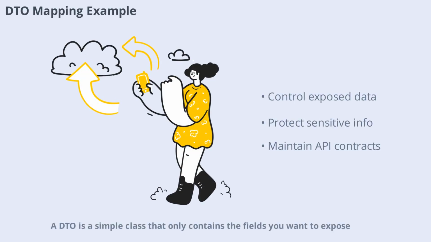A DTO is a simple class that only contains the fields you want to expose. For example, a user DTO might only have a name and email, leaving out internal or sensitive information. You then map your entity to the DTO before returning it in your API response. This pattern is especially important in large applications where data privacy and API stability are critical.